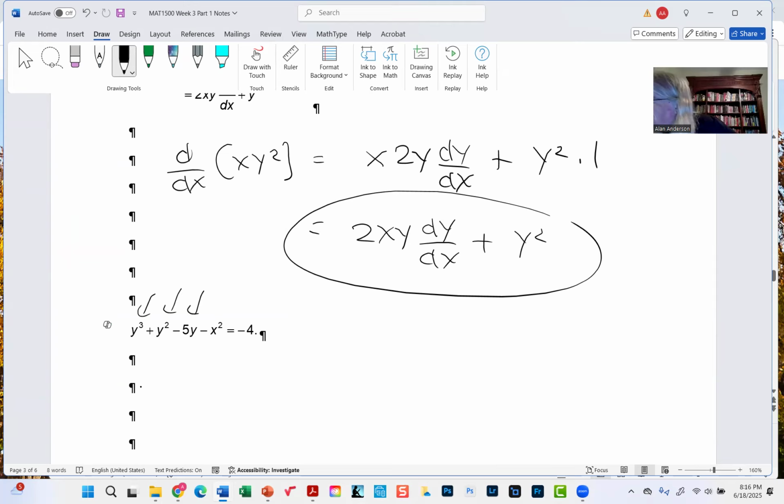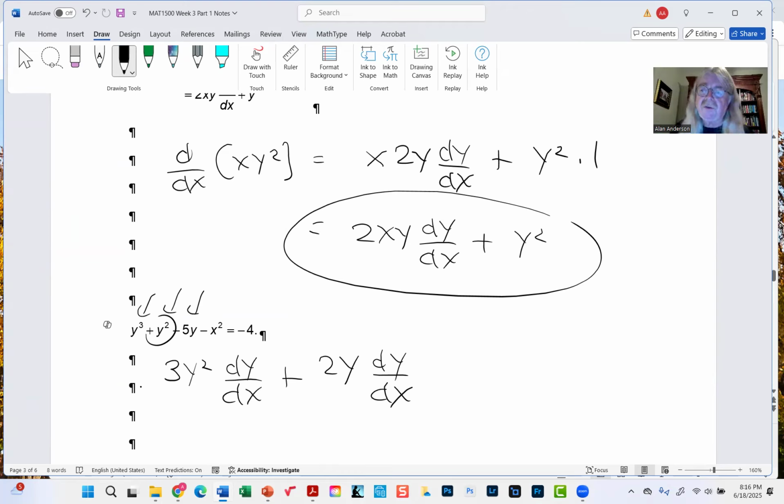So how does that work? With y cubed, we're going to wind up with 3y squared using the power rule, times dy dx. Then for y squared, we have 2y dy dx, again using the power rule to find the derivative of y squared. Then we have -5 dy dx.